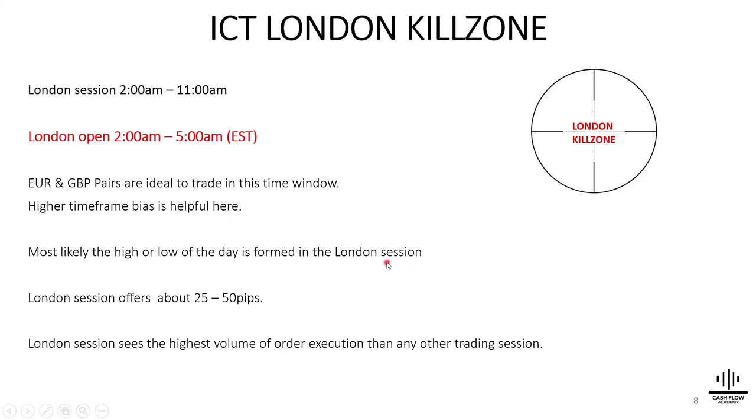Now you can see that in the previous session we said the high and low is formed in the Asian session. This only applies to the ideal pairs to be traded there. But for the pairs to be traded here, which are the Euro and British Pound, the high and lows are usually formed in this session. Our London session offers about 25 to 50 pips, and the London session sees the highest volume of order execution of any trading session.